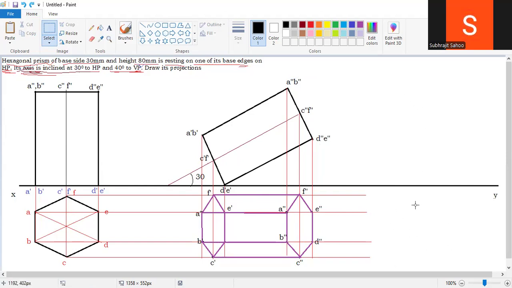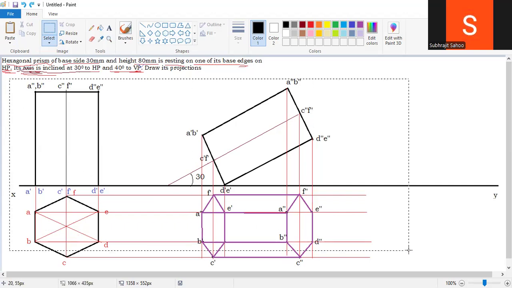So this is my horizontal plane. Observe, 40 degrees to VP. That means this 40 degrees I will show here. Sir, 40 degrees, which one? Axis inclined at 40 degrees. Axis inclined at 40 degrees to VP. That means the axis I have to show here at an angle of 40 degrees. Observe, sir. Very simple, this diagram.